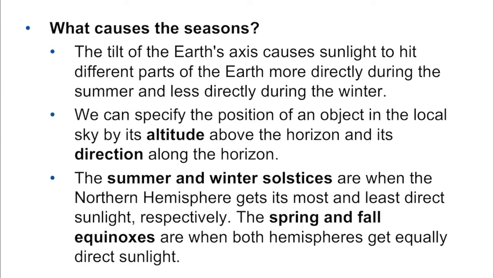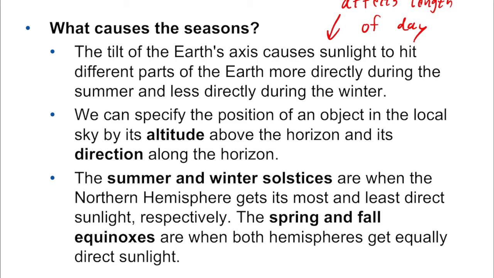So, summary here and end of this video. The tilt of the Earth's axis causes sunlight to hit different parts of the Earth more directly during the summer and less directly during the winter. All right, it also changes the length of the day. We can specify the position of an object in the local sky by its altitude above the horizon and its direction along the horizon. Okay, that's just reiterating something we saw in section 2.1 as well.